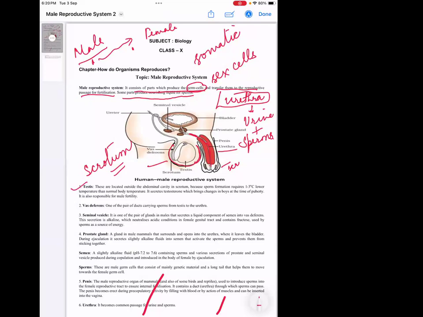The first part is the testes. They are located outside the abdominal cavity in the scrotum.